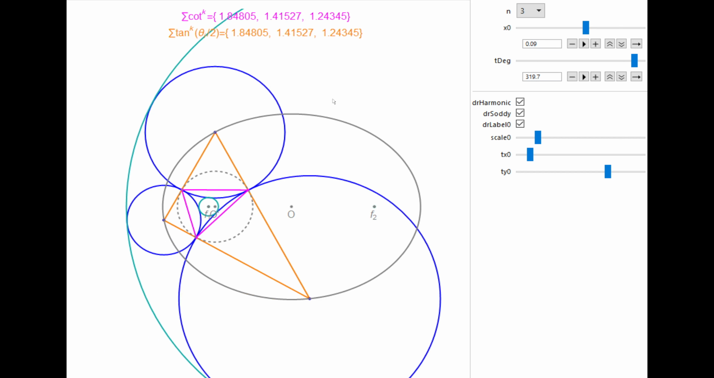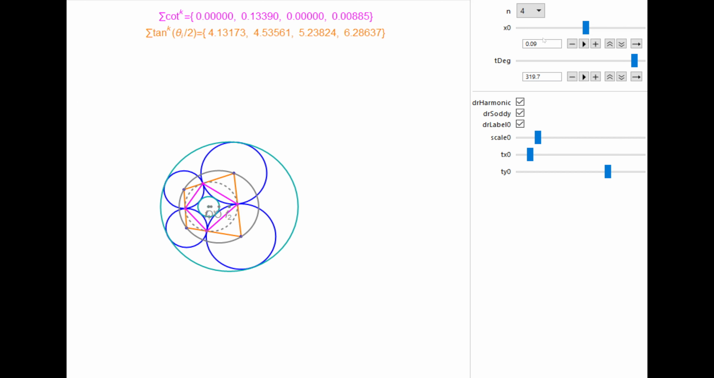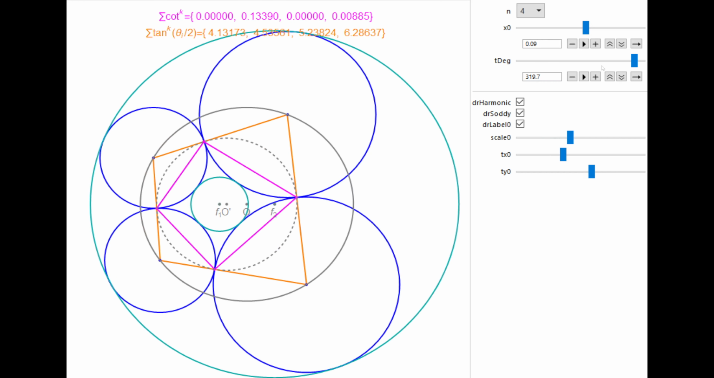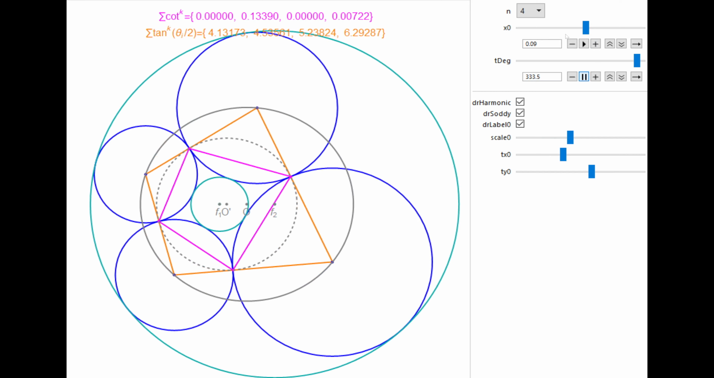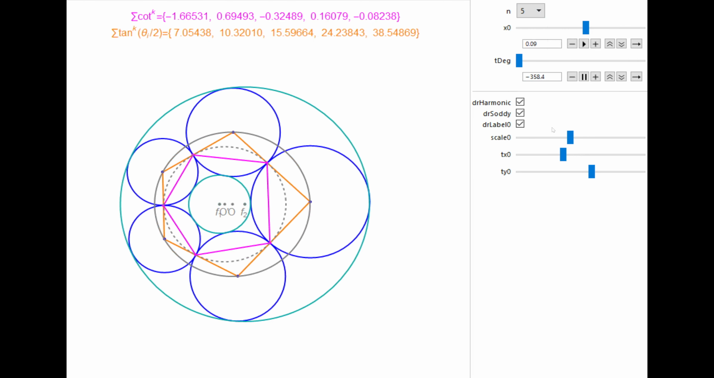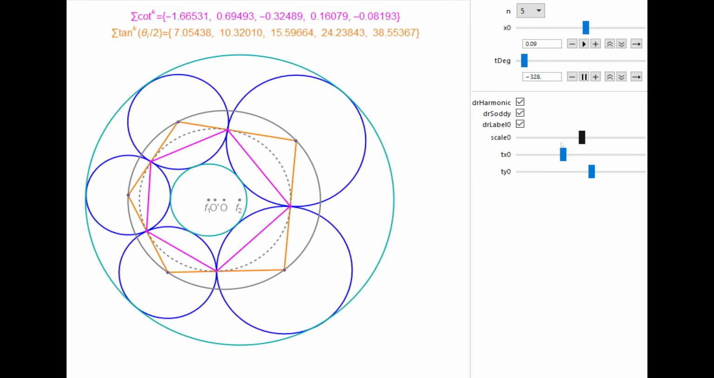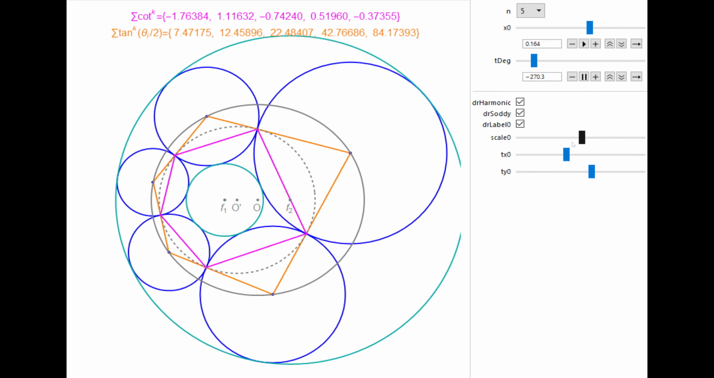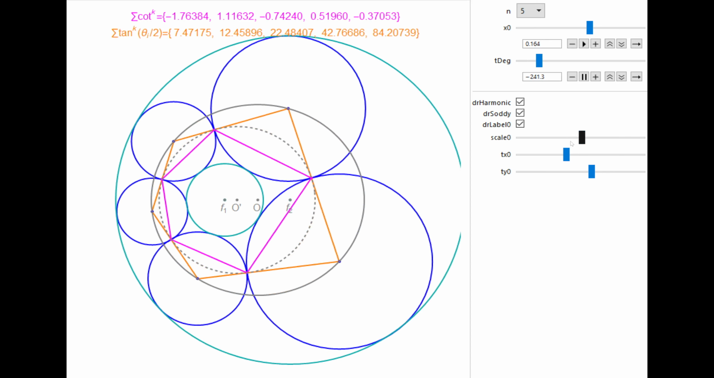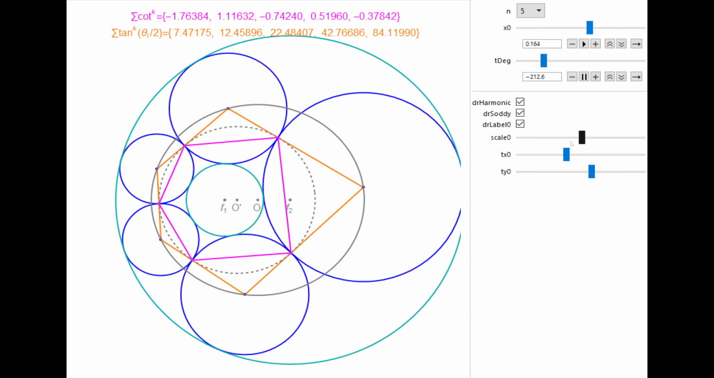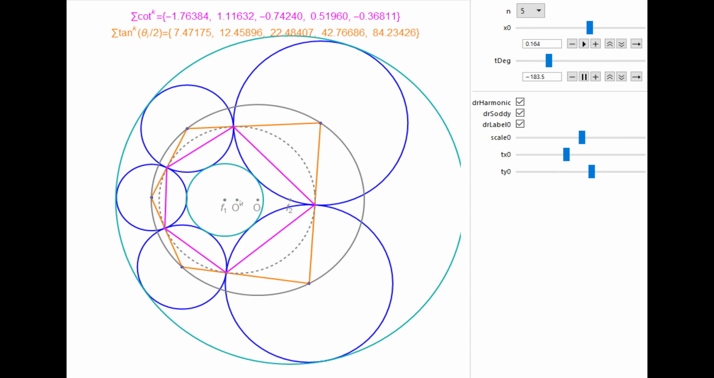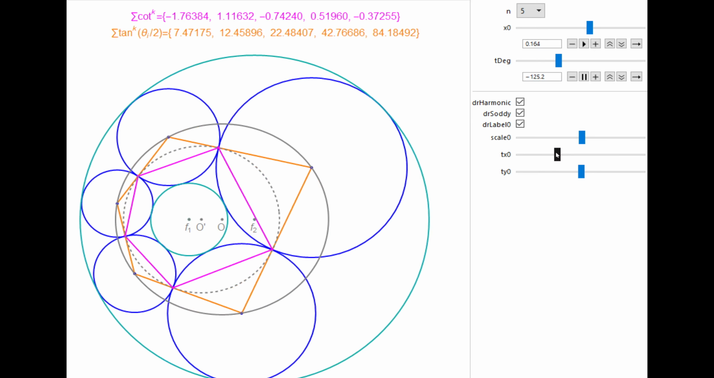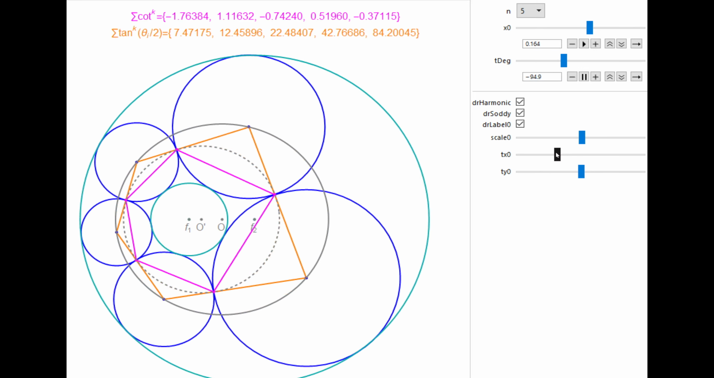Then we have this degree of freedom, which is the number of circles in the chain. Here's n equals 4. Okay, here's n equals 5. And we have a degree of freedom, which is, let's see, was there another thing that I could regulate here? So I can regulate the position of O prime. I can regulate the number of circles in the chain. And I think that's it.